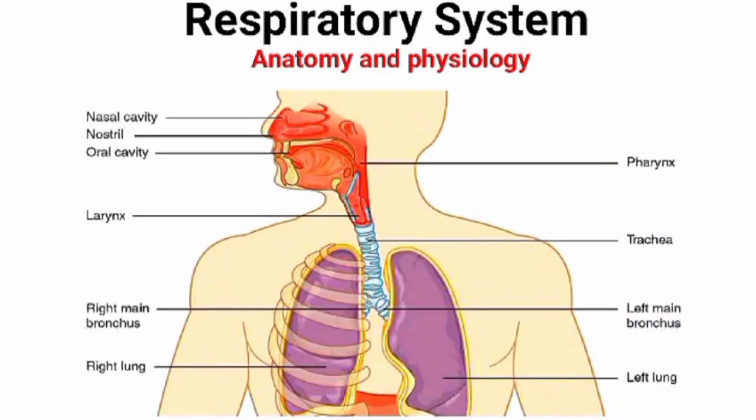Hello students, today's video lecture is on the respiratory system, in which we will discuss the anatomy and physiology of the respiratory system. Basically, the respiratory system is a biological system consisting of specific organs and structures used for gas exchange in humans. The organs involved in the respiratory system are the nose and nasal cavity, pharynx, larynx, trachea, bronchi, bronchioles, and the lungs.